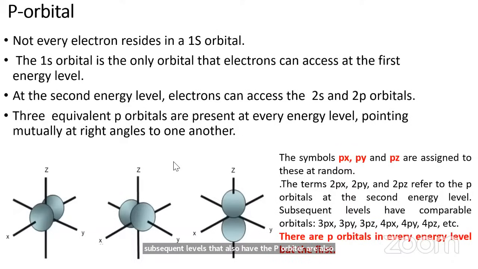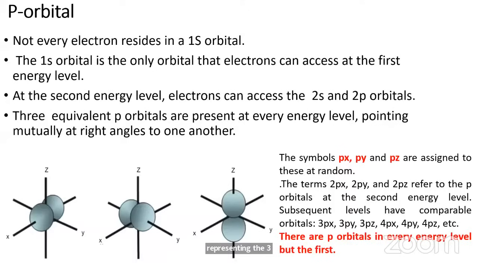What do I mean? For n equal to 3, electrons that are going into the third energy level will be accommodated in the 3s, the 3p, and the 3d orbitals. And so the 3p orbitals again have symbols 3px, 3py, and 3pz. So for every p orbital, there is px, py, and pz, representing the three equivalent p orbitals.